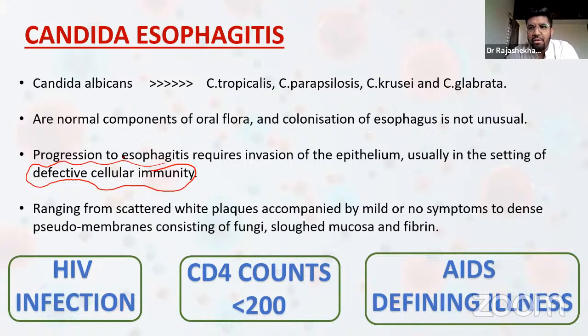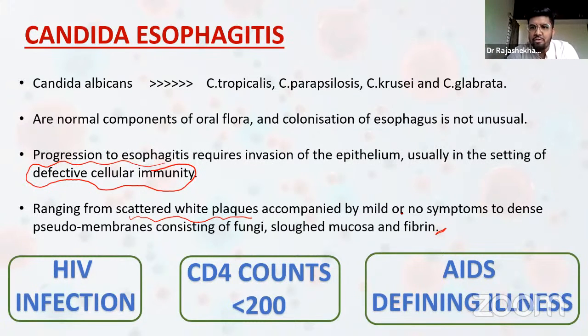So this candidal mucosal involvement ranges from scattered white flakes, which may be accompanied by mild or no symptoms at all, to, sometimes, dense pseudomembranes consisting of fungi, slough, mucosa, and fibrin. So it ranges from a very mild disease to a very severe disease.